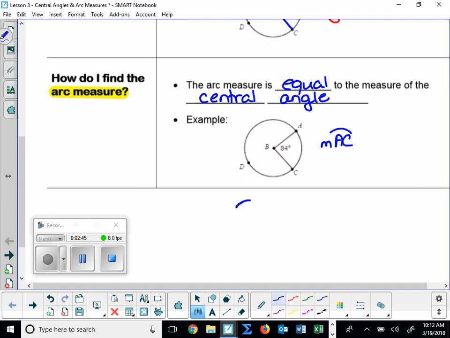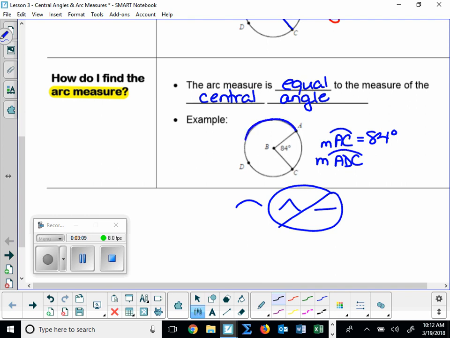Make sure that looks archy. If it's pointy or flat, it's wrong. It has to mimic an arc or a piece of a circle. Arc AC happens to be 84 degrees. If I wanted to find the measure of arc ADC, that's the major arc that matches the reflex angle, that would be 276 degrees.